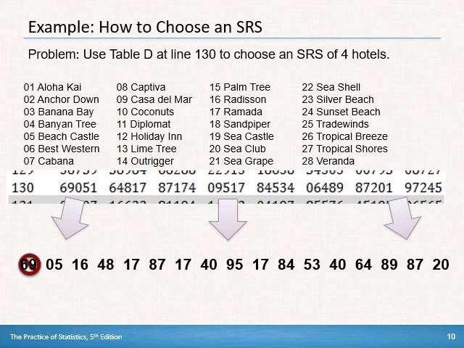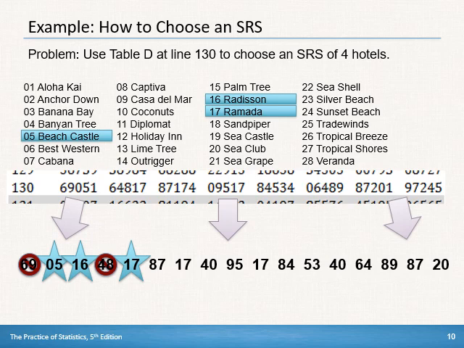The next number is 5, and so that is ideal. That means the corresponding hotel, Beach Castle, will be part of our sample. Next one is 16, also good. That means number 16, which is the Radisson, will be part of our sample. 48 is too big. It's beyond 28, so we can't use that. 17 is the next one. That's good. So we use Ramada.